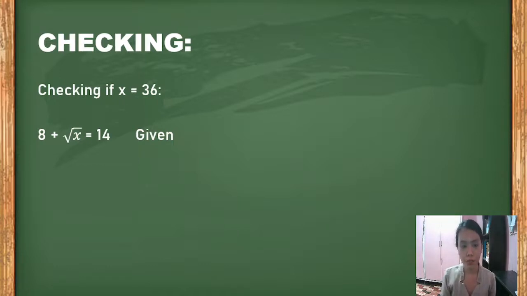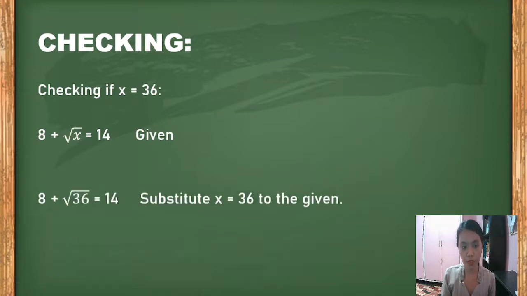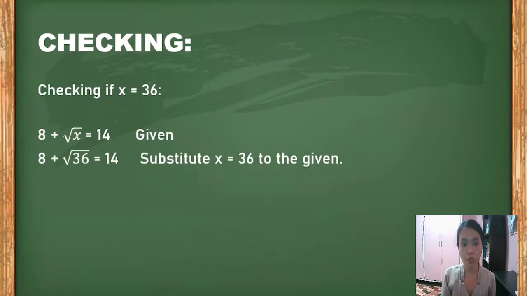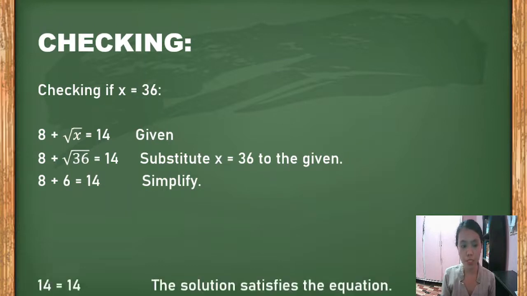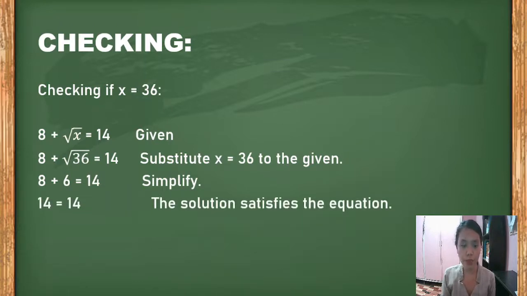So, check natin kung tama yung answer. Substitute natin ang 36 sa ating given. So, we have 8 plus square root of 36 equals 14. Simplify muna natin ang square root of 36. So, ang answer natin ay 6. Then, add natin. So, 8 plus 6, ang answer ay 14. So, both sides ay nag-equal sa 14. So, therefore, tama yung ating sagot.